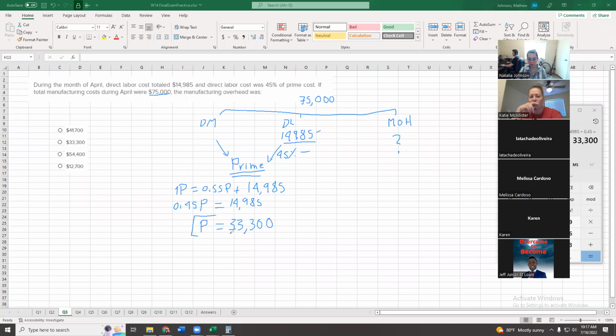So now that we have the prime cost, we're going to find direct materials. If direct materials is the 55%, you just get the 55% from the 33,300. So, 18,315.